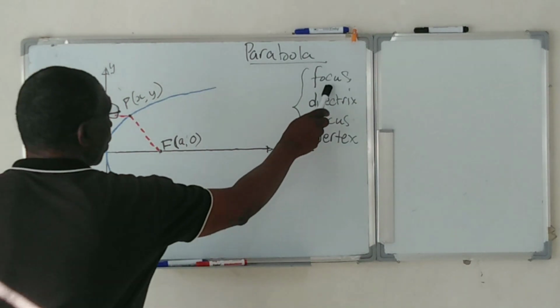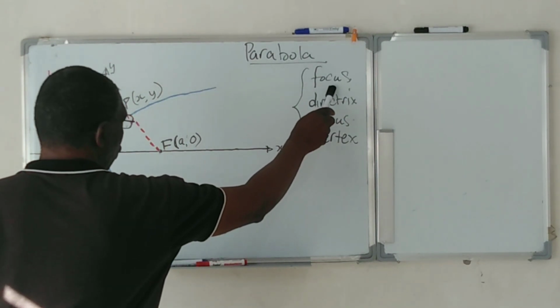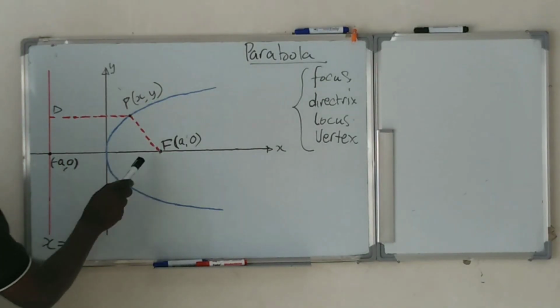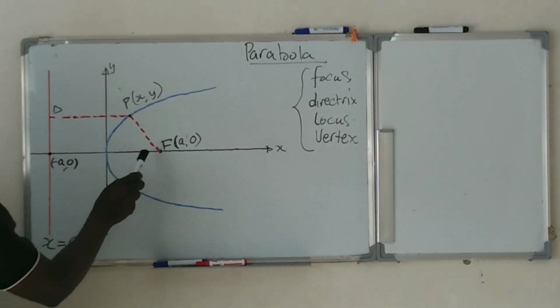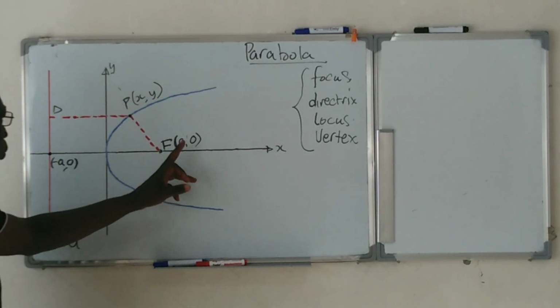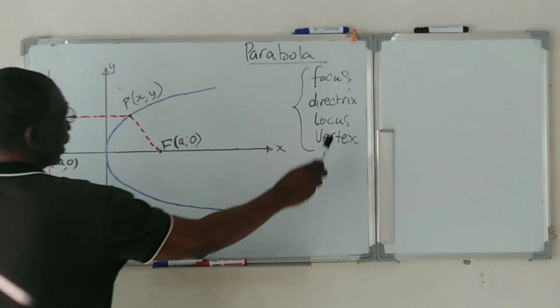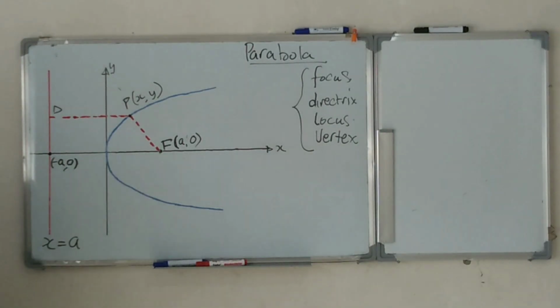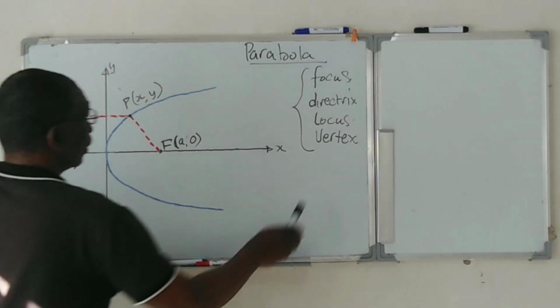First, it's the focus or focal point. The focus or focal point of our parabola is a fixed point which I have marked F, and it's the point (a, 0). In other words, x is equal to a, y is equal to 0. Then we have the directrix. The directrix is a fixed line, and for this particular parabola, the directrix is drawn in red, and it's the line with equation x is equal to minus a. In other words, it's the line that passes through the point x is equal to minus a, y is equal to 0.